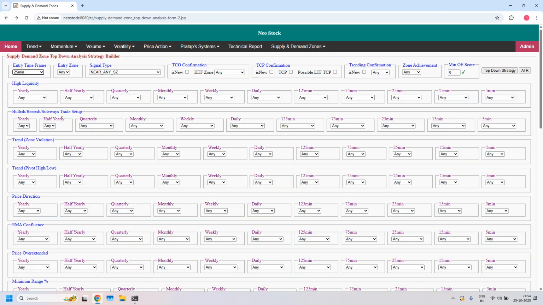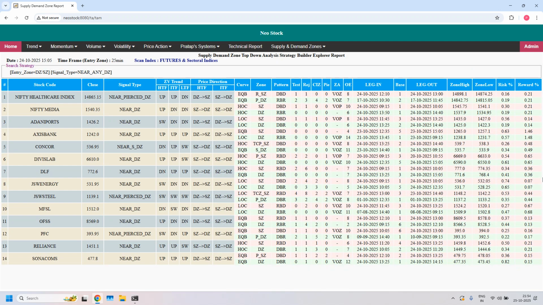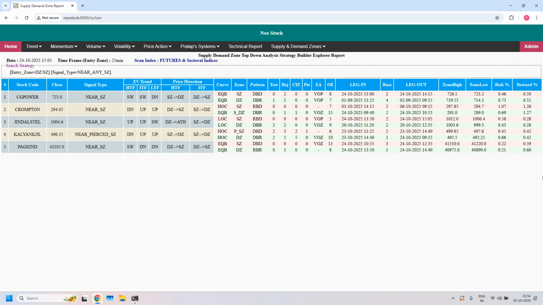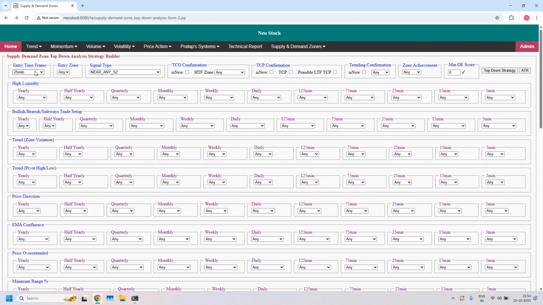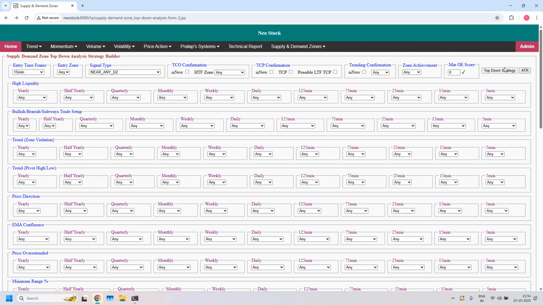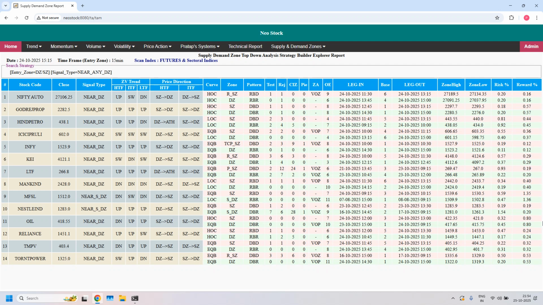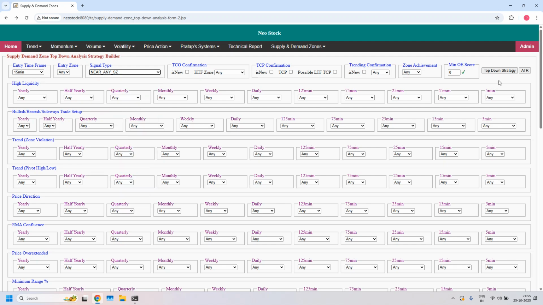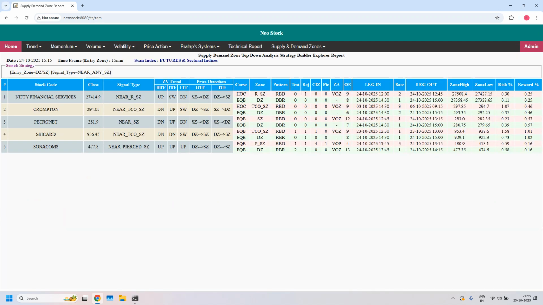So next time frame 25 minutes, stocks near 25 minutes demand zone. We got 14 stocks. Next, stocks near to the 25 minutes supply zone. We got 5 stocks. Next time frame is 15 minutes. Stocks near to the 15 minutes demand zone. We got 14 stocks. Next, stocks near to the 15 minutes supply zone. We got 5 stocks.